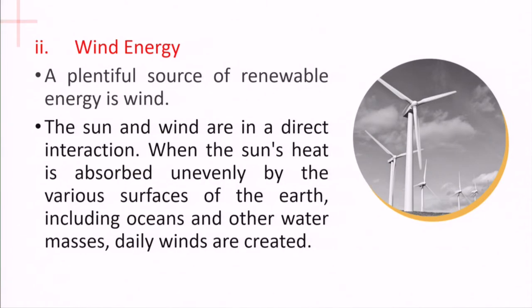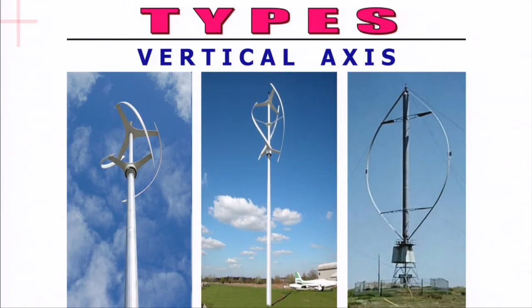Next, coming to the second renewable energy source, which is the wind energy. It is a plentiful source of renewable energy, and the sun and wind are in direct interaction. When the sun's heat is absorbed unevenly by the various surfaces of the earth, including the ocean and the water masses, then wind is generated.